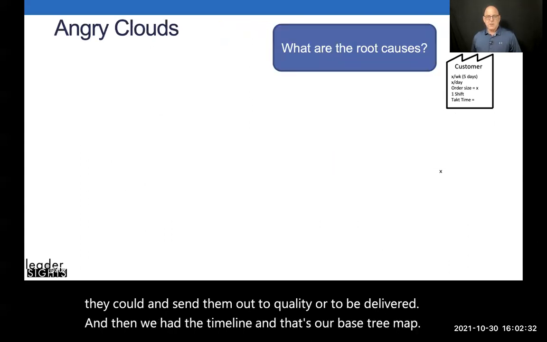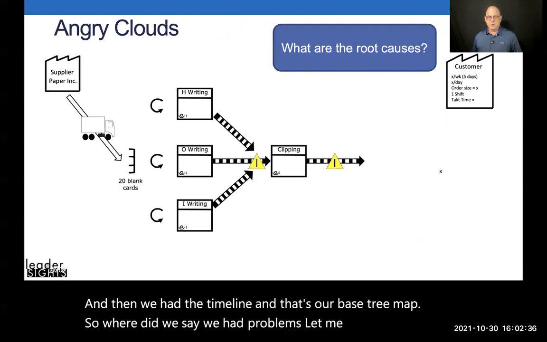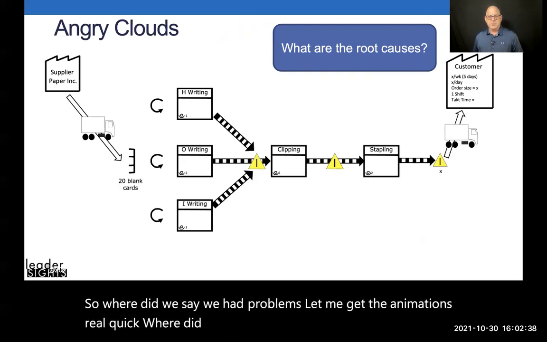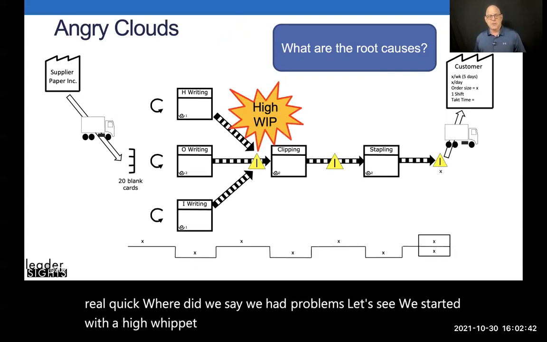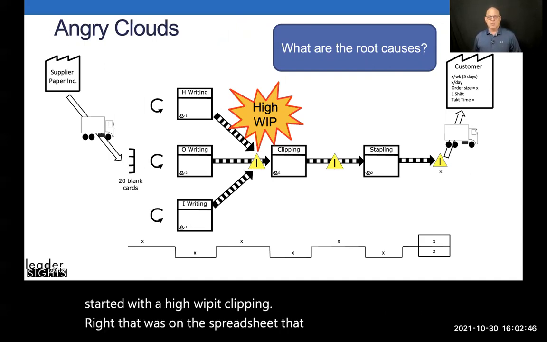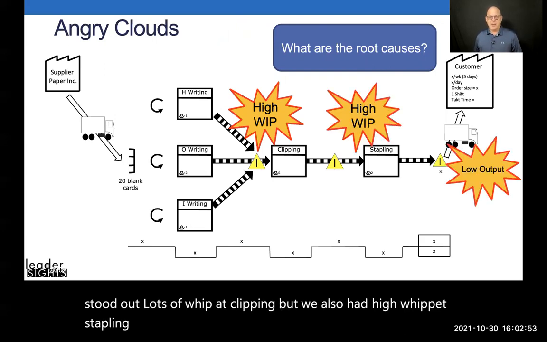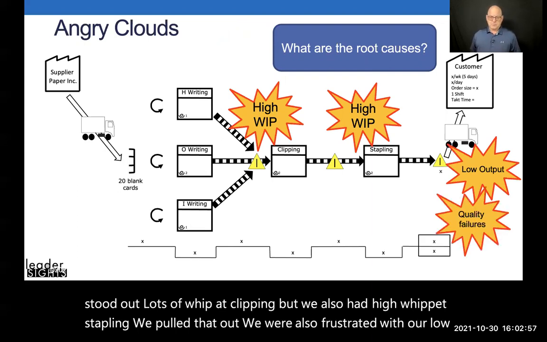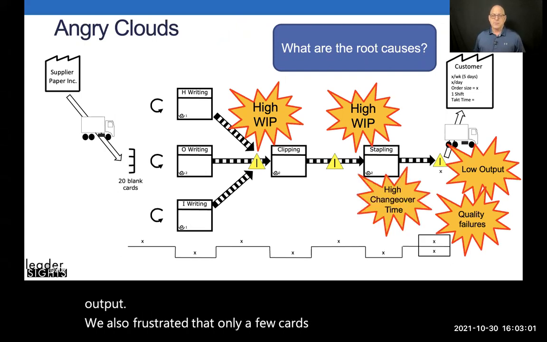So where did we say we had problems? Let me get through the animations real quick. Where did we say we had problems? Let's see. We started with the high WIP at clipping. That was on the spreadsheet. That was the first thing that stood out. Lots of WIP at clipping, but we also had high WIP at stapling. We called that out. We were also frustrated with our low output. We also were frustrated that only a few cards managed to make it through quality.